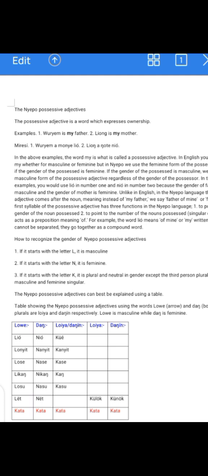Today we are going to look into the Nyepo possessive adjectives.